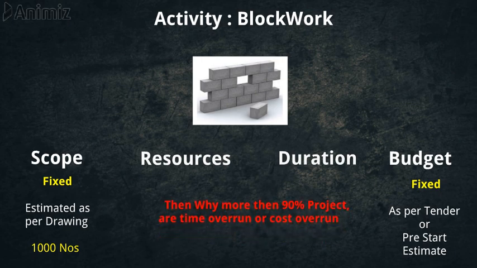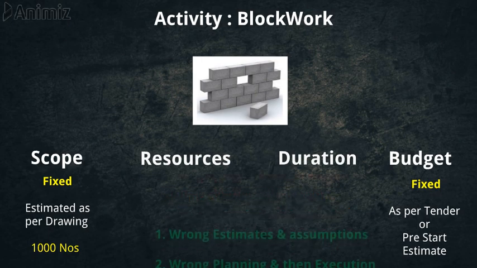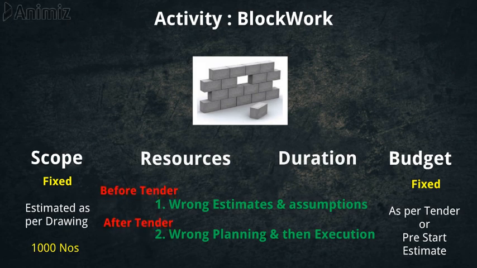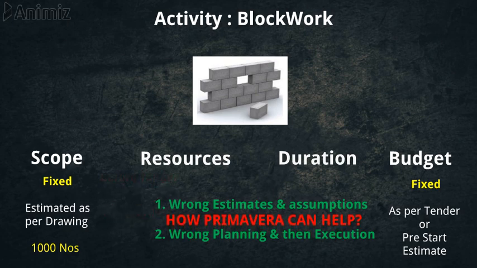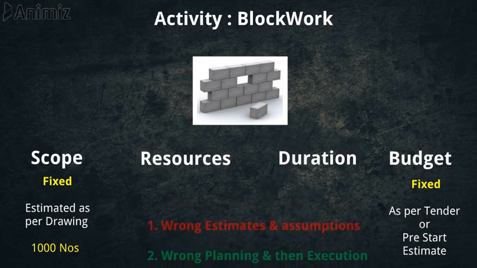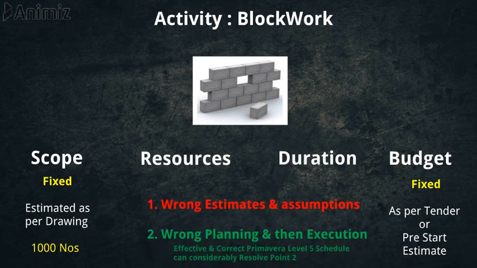estimate. Then the question arises, why do more than 90% of projects have time overrun or cost overrun? There are primarily two important reasons: either wrong estimates and assumptions, or wrong planning and then execution. Now the question arises, how can Primavera help? Primavera can help to prevent time and cost overrun of the project. It can help by proper planning and then execution.